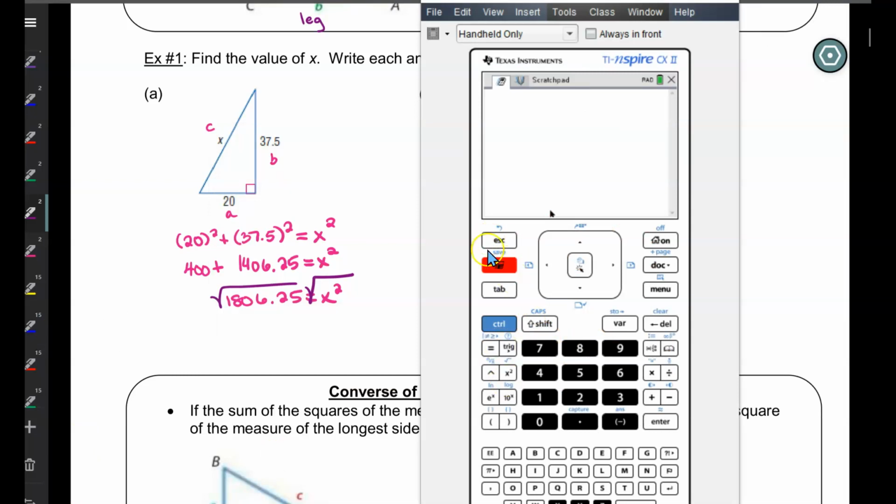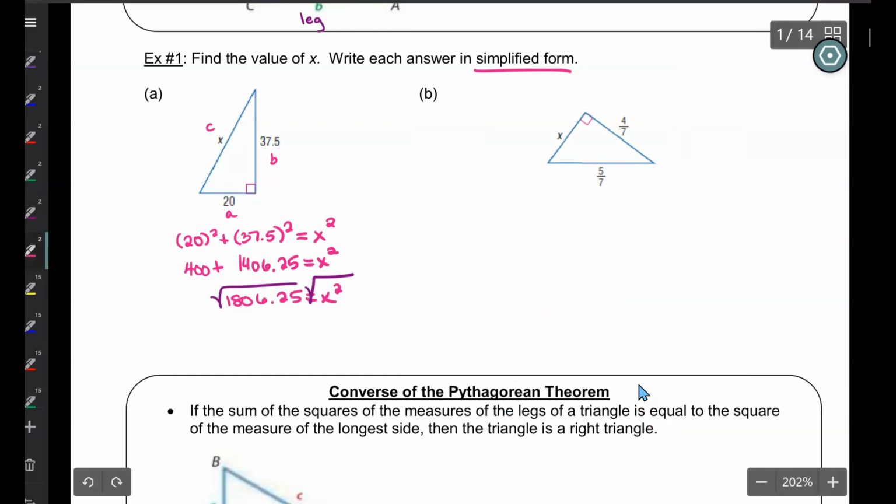So to get to the square root button, if you have the TI Nspire, we're going to press the control button and then the x squared. That'll give us the square root symbol. And then we type in 1,806.25, press enter, and we get 42.5. So that's going to be our answer.